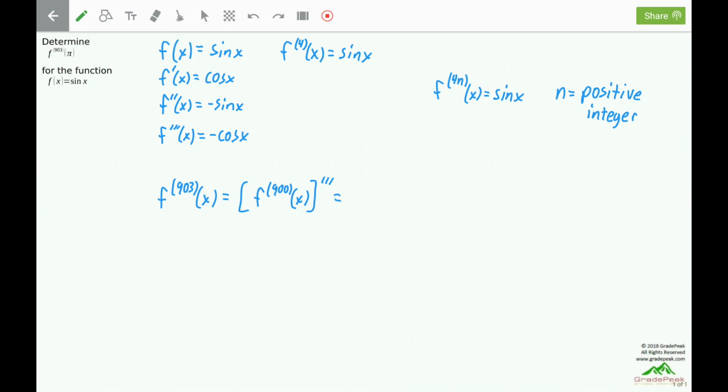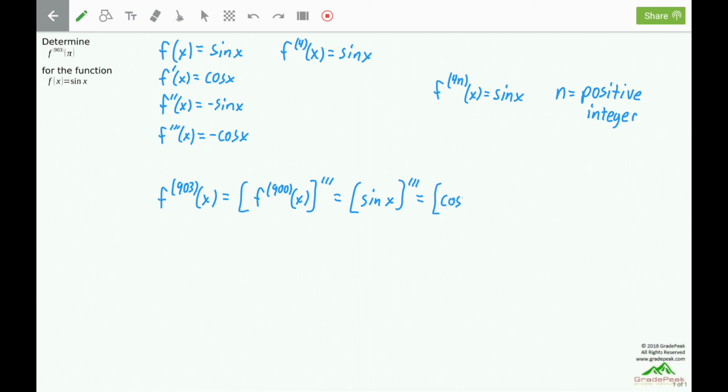Now, the 900th derivative of sin x, being that 900 is divisible by 4, will follow our formula up here, and according to this, it will equal sin x. So we have sin x triple prime. Now let's take the triple prime one at a time.